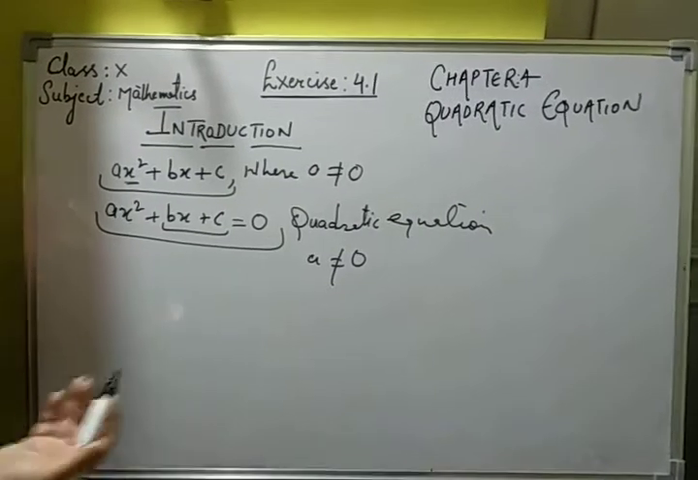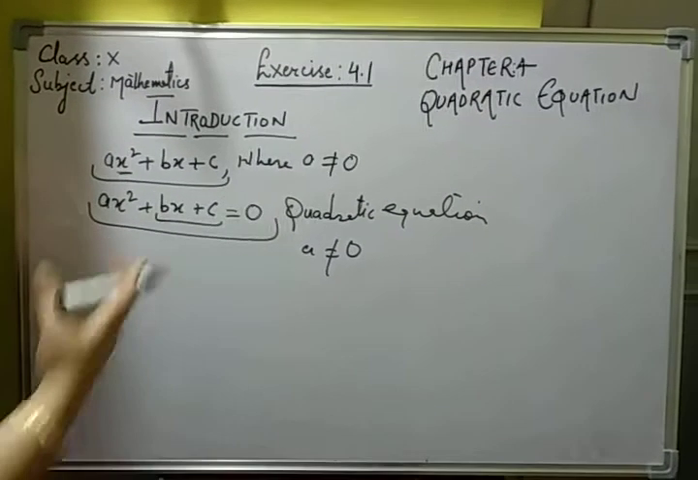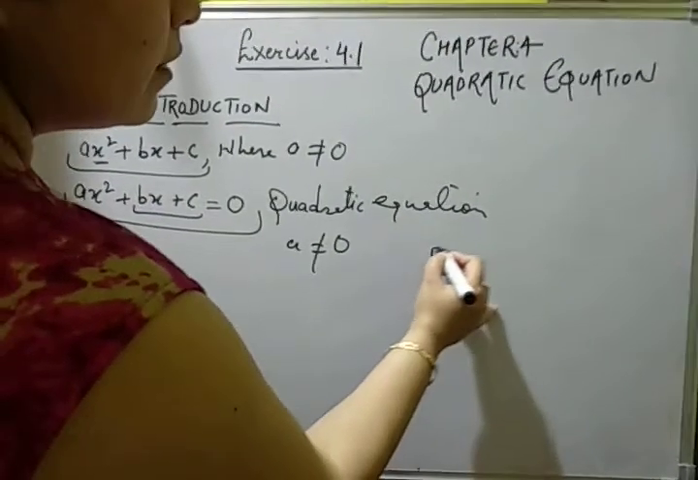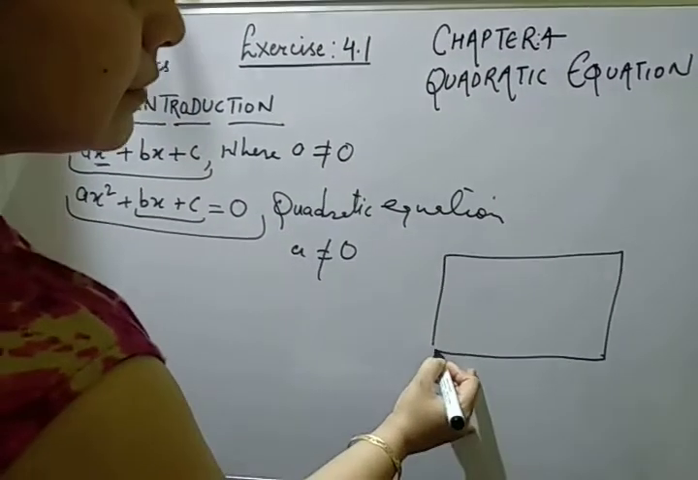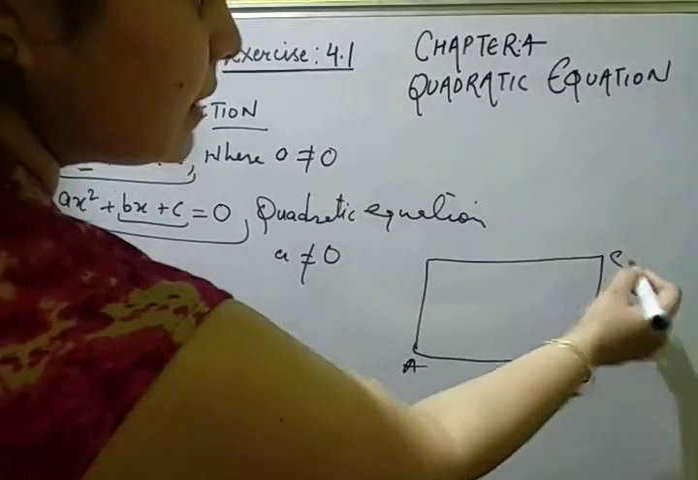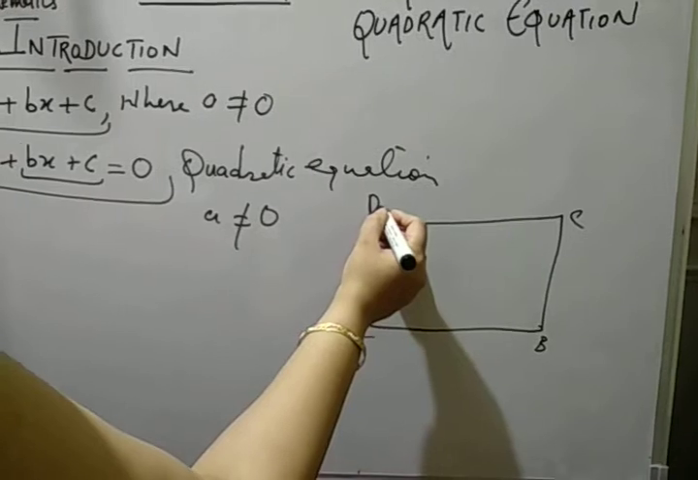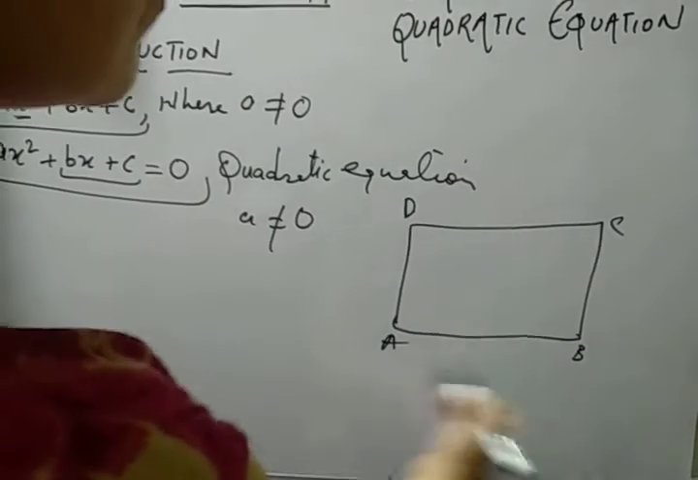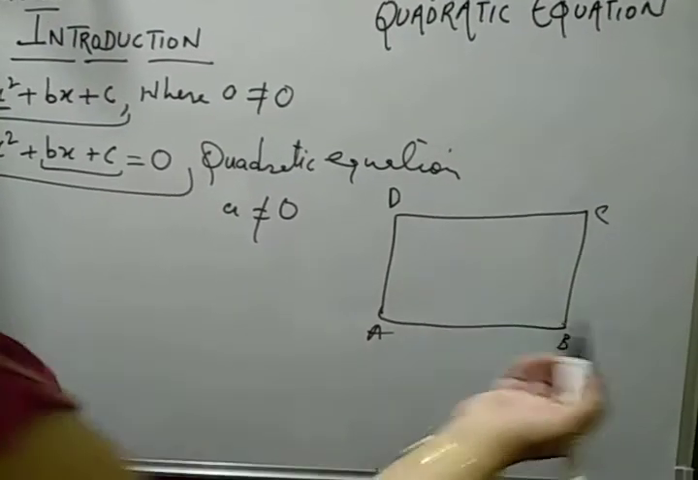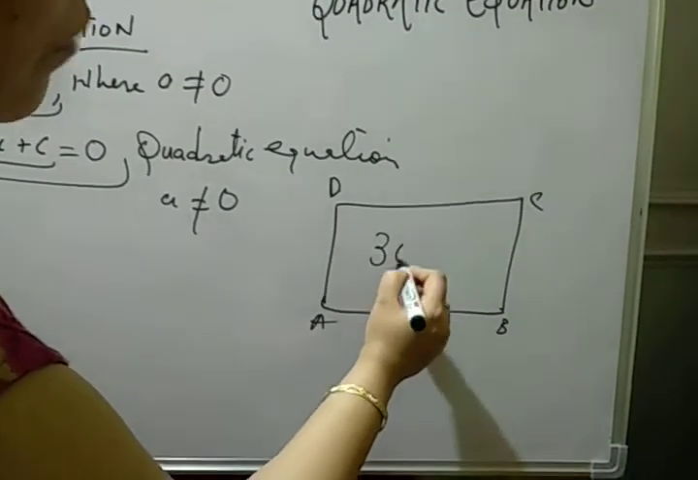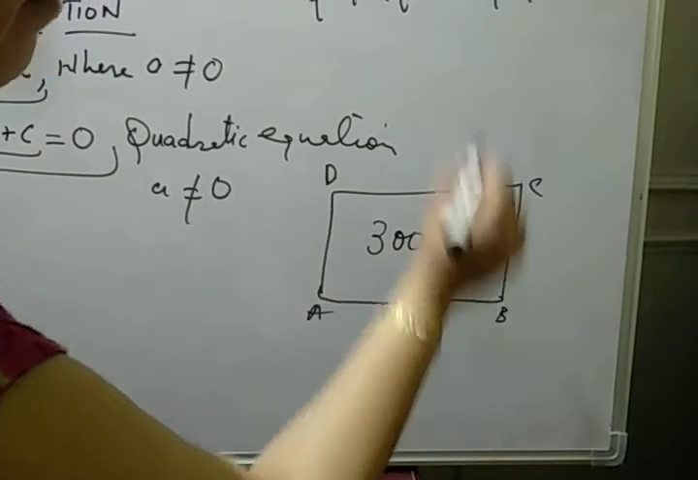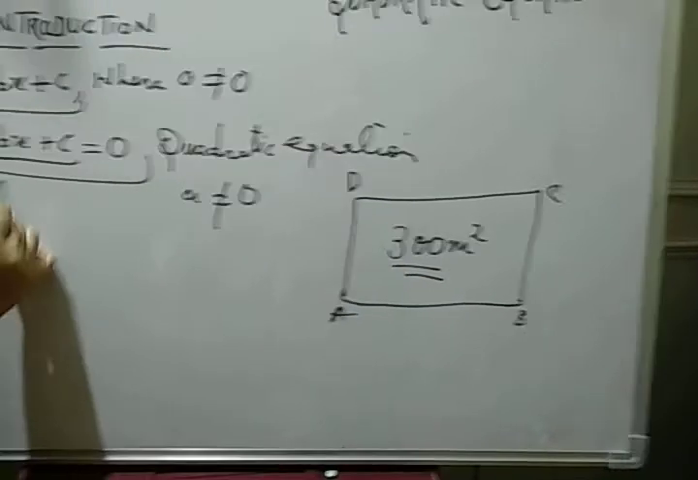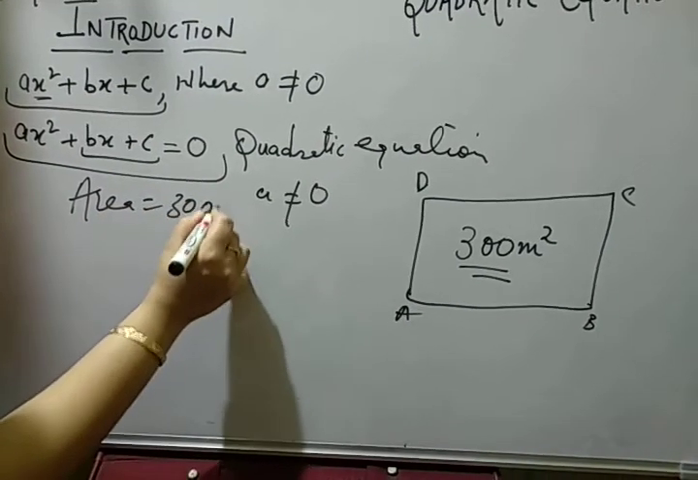Now where do we use this quadratic equation, in which type of situation will we use it? For example, one rectangular park is there. This is a rectangular park A, B, C, D, right? And we know that the area of the rectangular park is 300 meter square, for example.